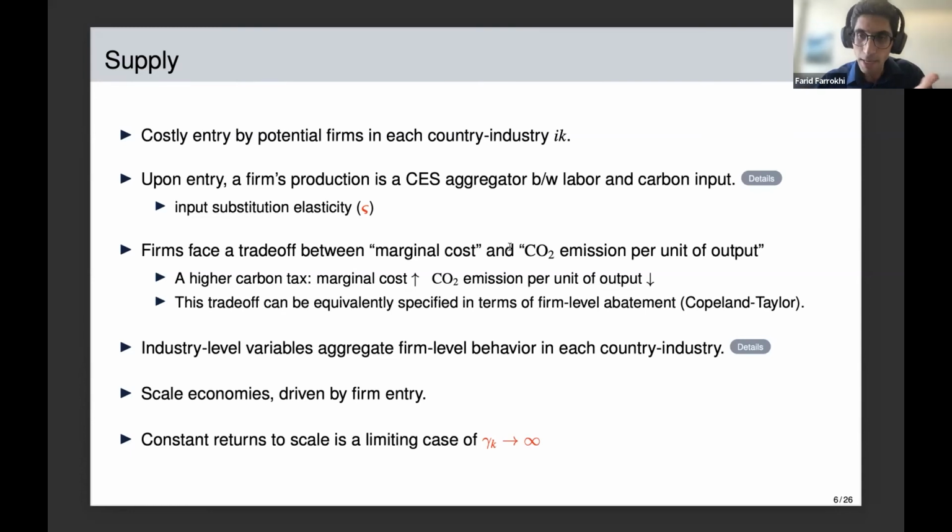And if you are familiar with the classic work of Copeland and Taylor, we could equivalently specify this trade-off in terms of firm-level abatement. In any case, we have this firm-level behavior. We could just aggregate it to the industry-level variables in each country industry, where scale economies also show up, driven by firm entry like in the Krugman model, and the model collapses to constant returns to scale in the limiting case where gamma, the elasticity of substitution between products within industries, goes to infinity, so there are no markups.